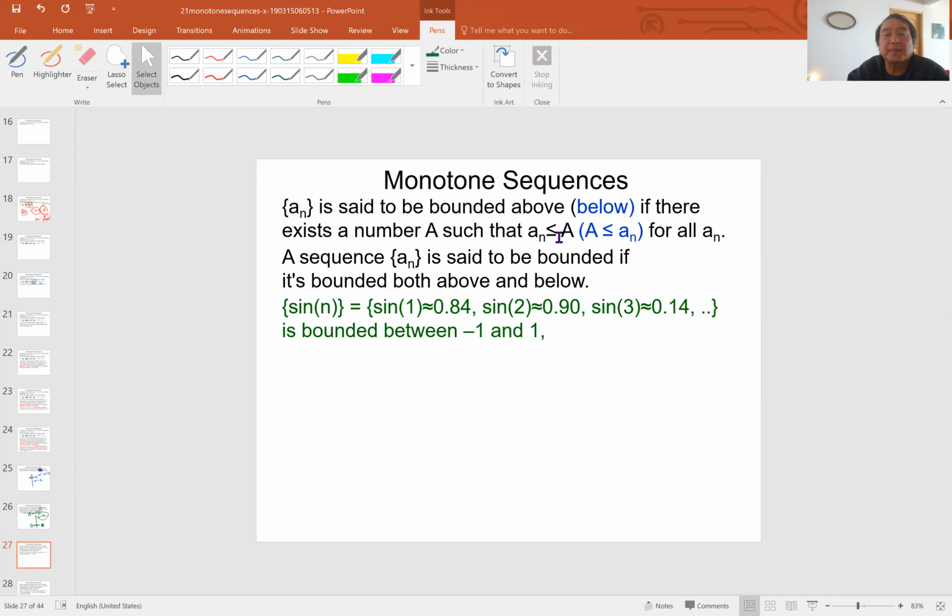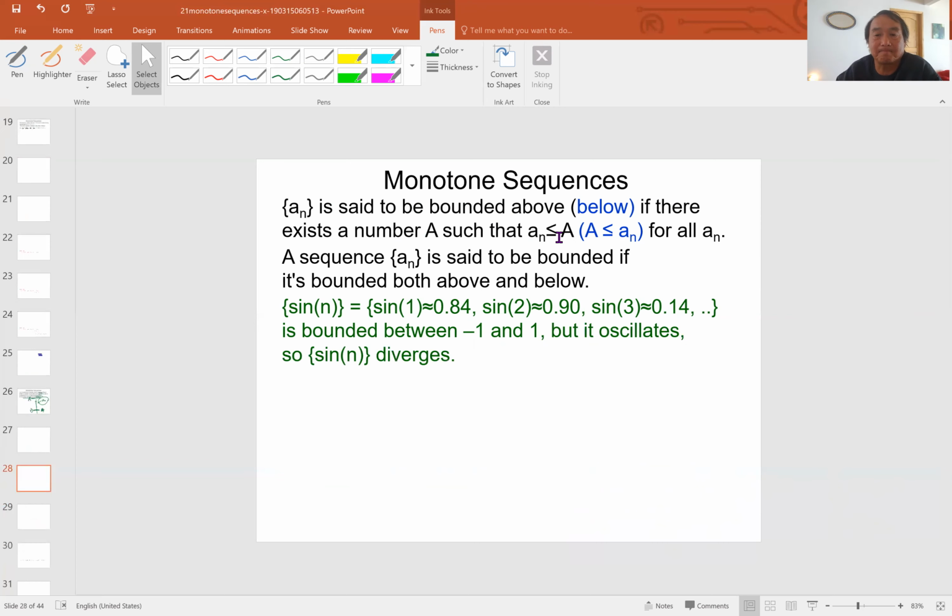So here is a bounded sequence. Sine of n is always between 1 and -1, but I don't know, it has this sporadic chaotic behavior. It's bounded between 1 and -1, but I don't know the behavior. I cannot tell the patterns.